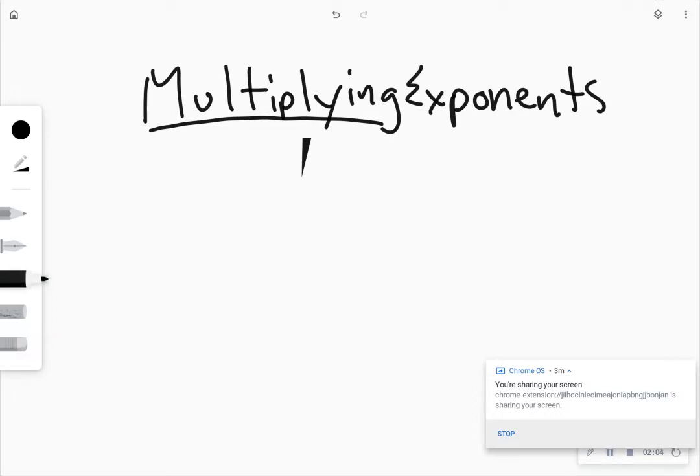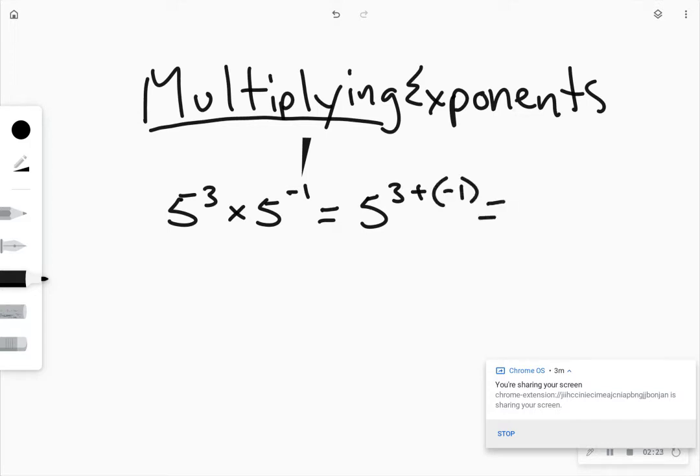Okay, so let's try another example here. What if I had 5 to the 3 times 5 to the negative 1? Well, again, you just add the exponents. So I'm going to take 5 to the third, and I'm going to add a negative 1. Well, most of you know from my class last year that anytime we add a negative, that is the same as subtraction. So I end up with 5 squared. The same rules apply. You add the exponents. It does not matter if one of them is a negative number. You still add the exponents and follow the same rules of adding and subtracting integers that you learned.